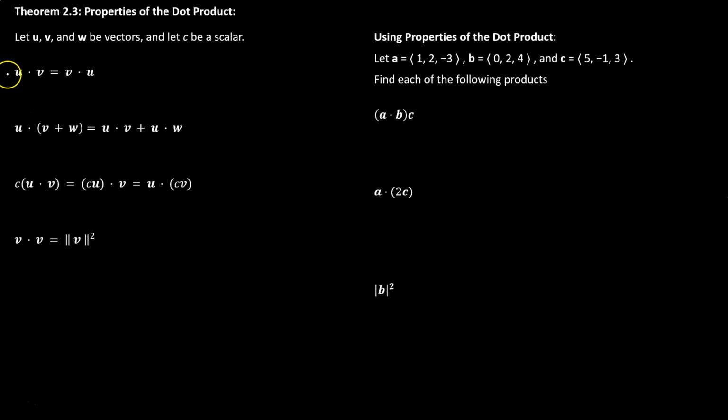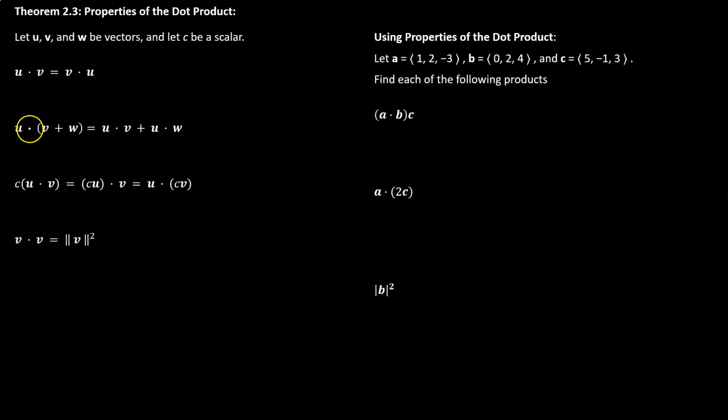So I have listed on the left side of the screen a few properties of the dot product. The very first one says that the dot product is commutative, which means I can list the product vector u dot vector v, or I could reverse the order, vector v dot vector u, and get the same result.